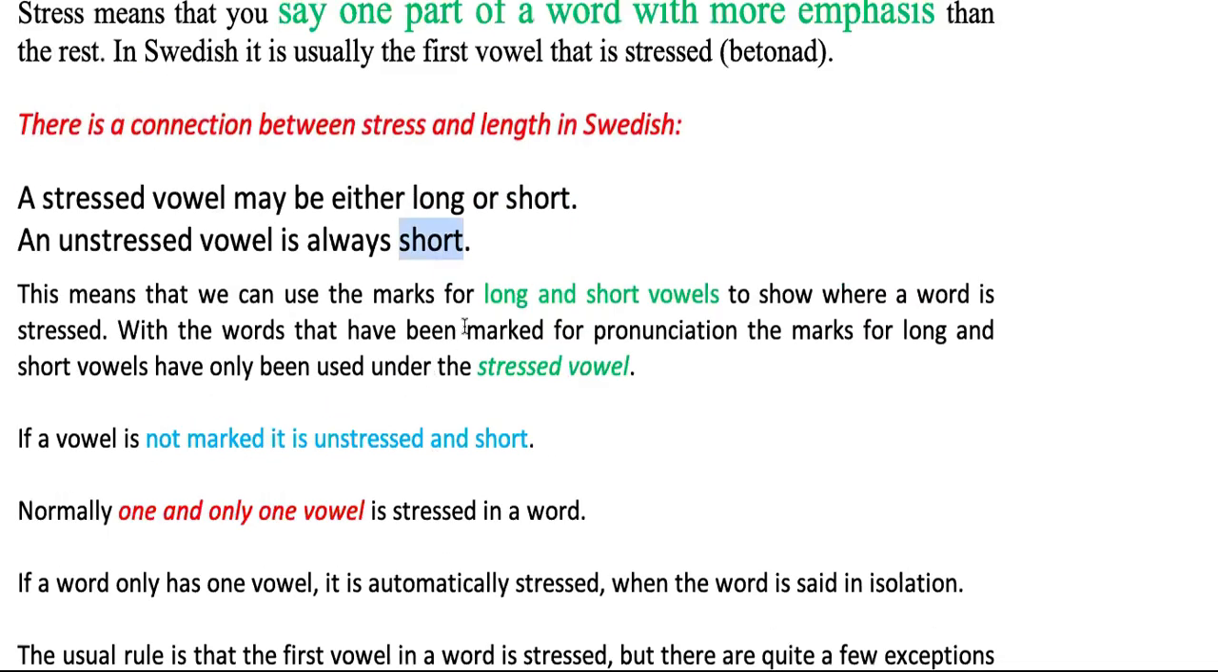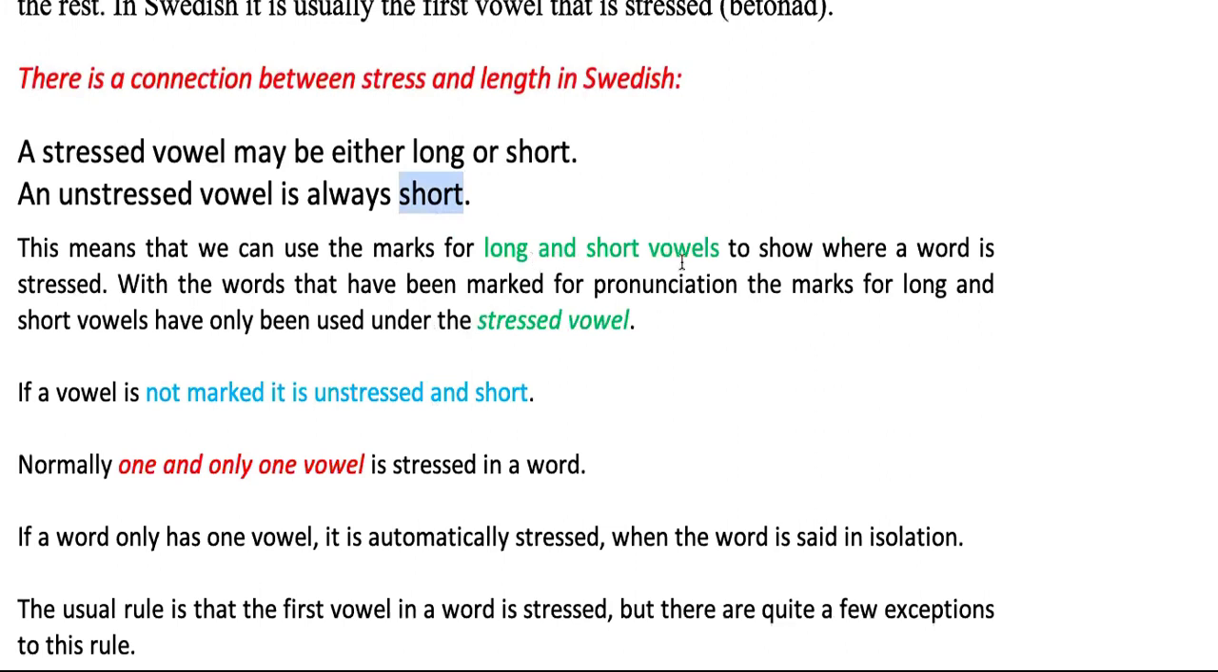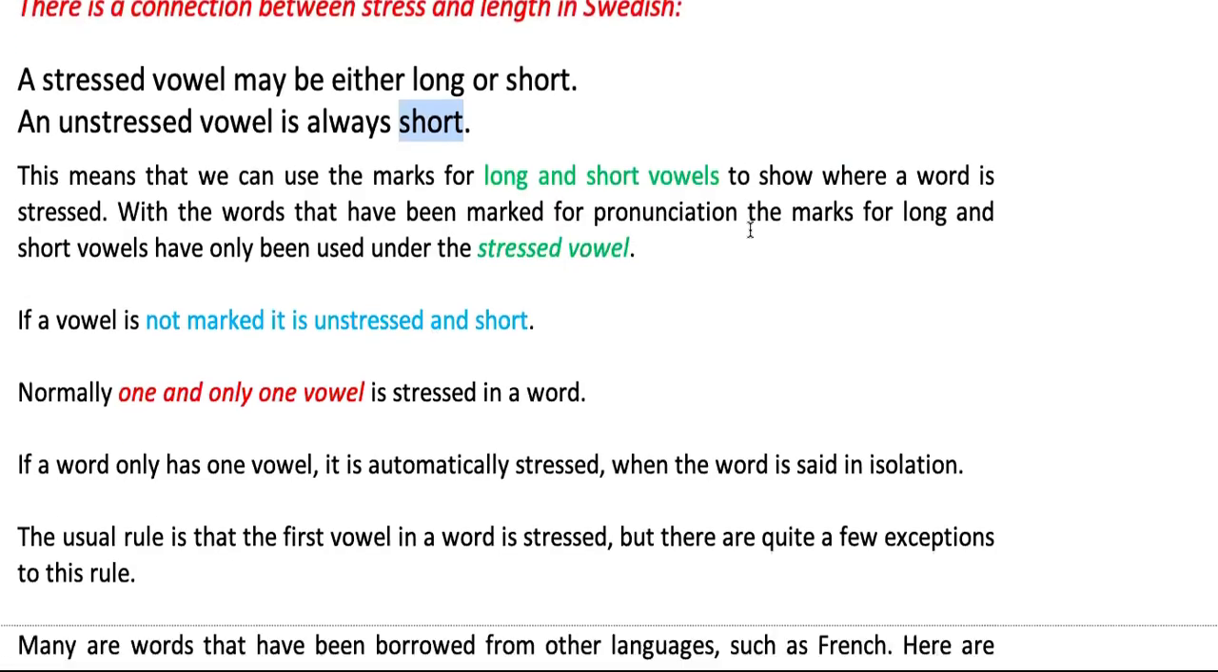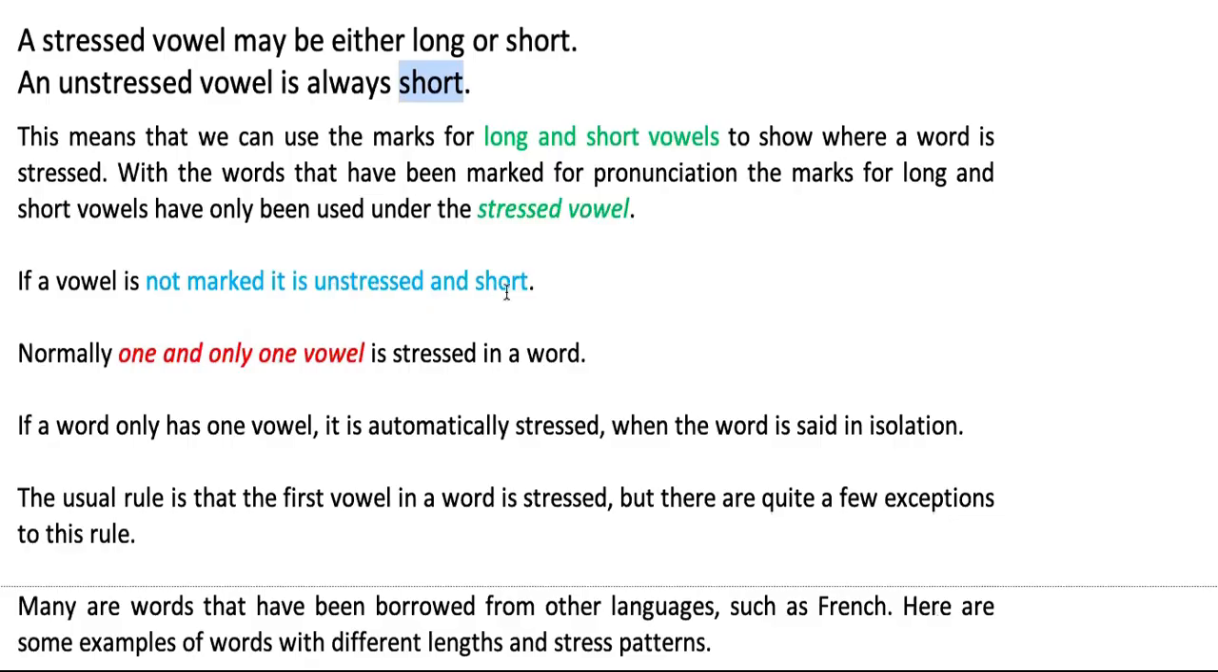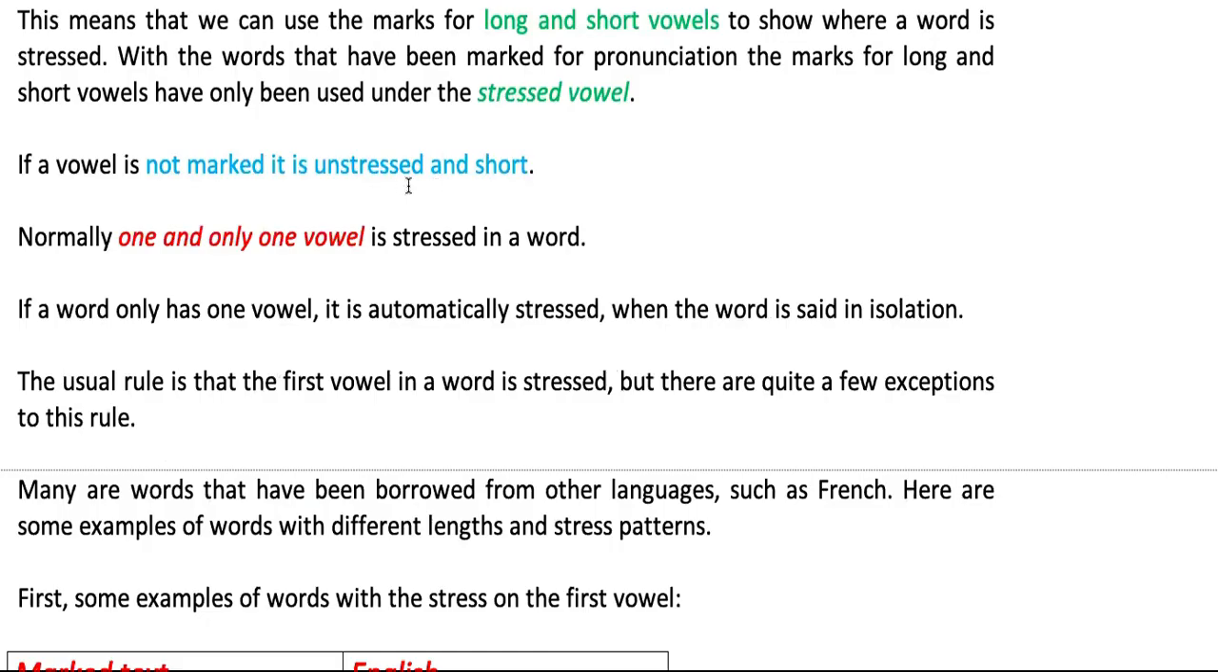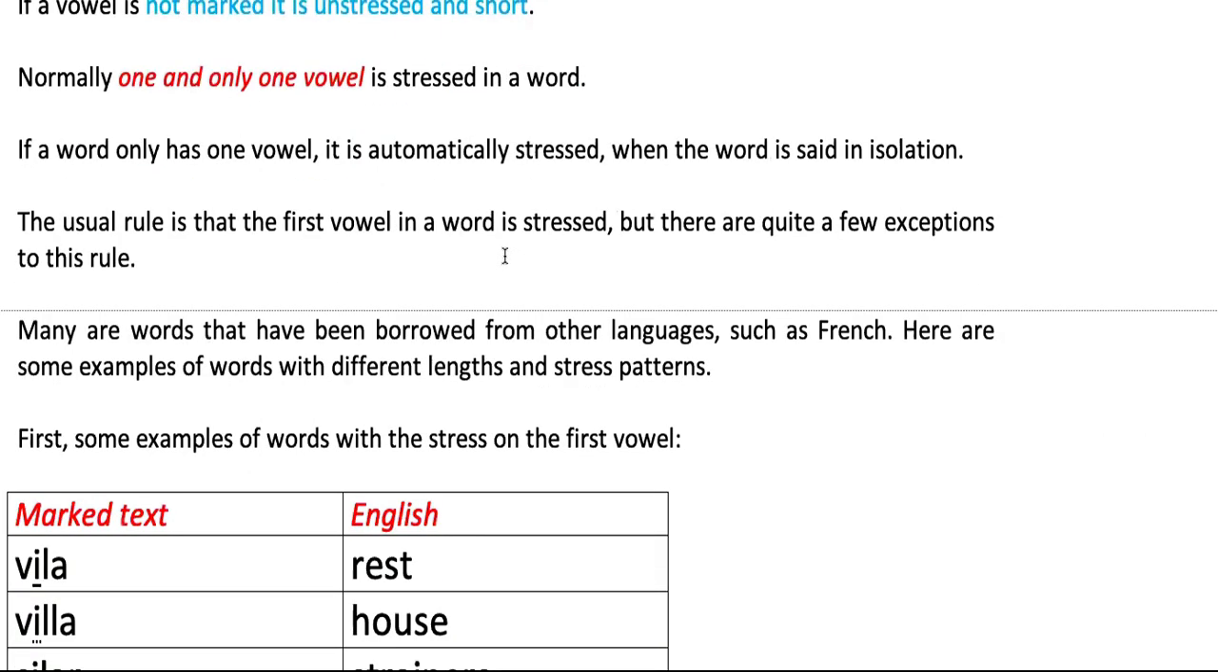So this means that we can use marks for long and short vowels to show where a word is stressed, as we have used in this exercise to check which vowel is long and which one is short. If a vowel is not marked, it is unstressed and short, as we have seen here. Normally one and only one vowel is stressed in a word. A word can have more than one vowel, but normally we stress only one vowel.